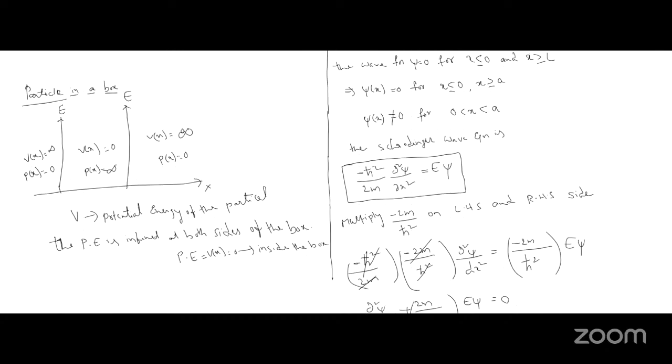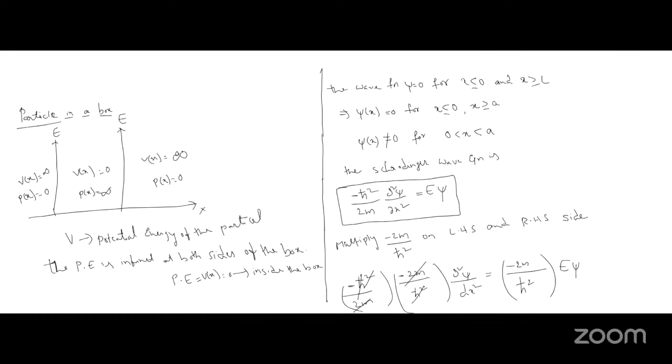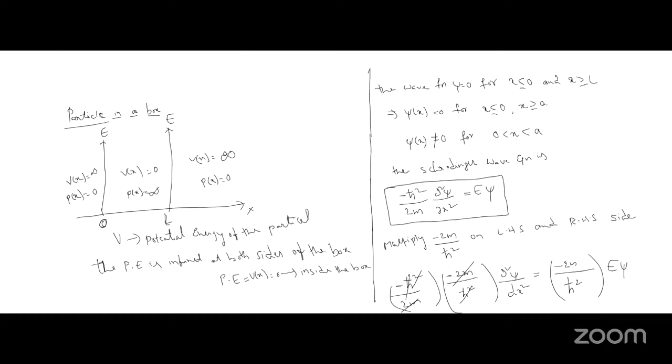Next, what did we do? We take a wave function xi. This wave function xi of x equals 0 where x is less than or equal to 0, and also on the other side, beyond the box. But inside the box, the wave function xi of x is not equal to 0, where x lies between 0 and a. Here we take the length as a.